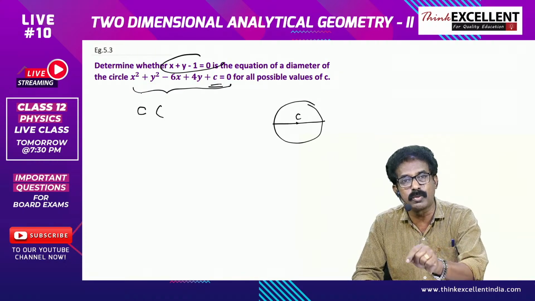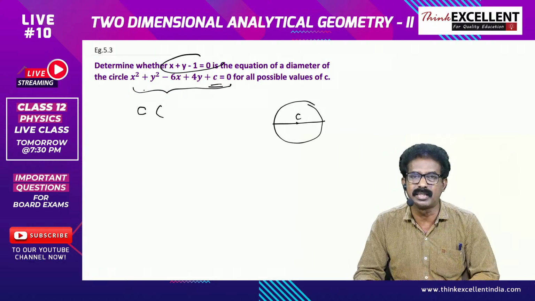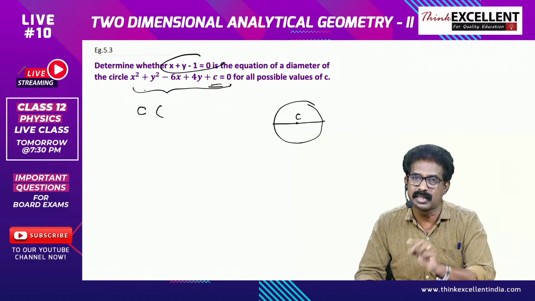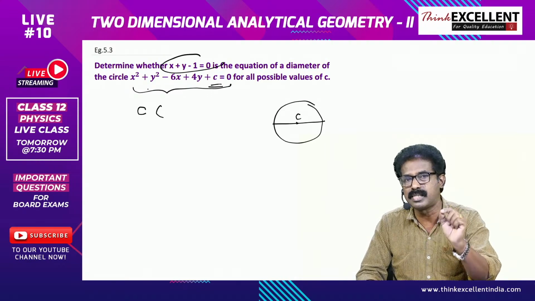The point on the diameter is the center. So you just need to substitute the center and check whether it satisfies. So you must know how to find the center. This is the concept you have to understand here. The center lies on the diameter.